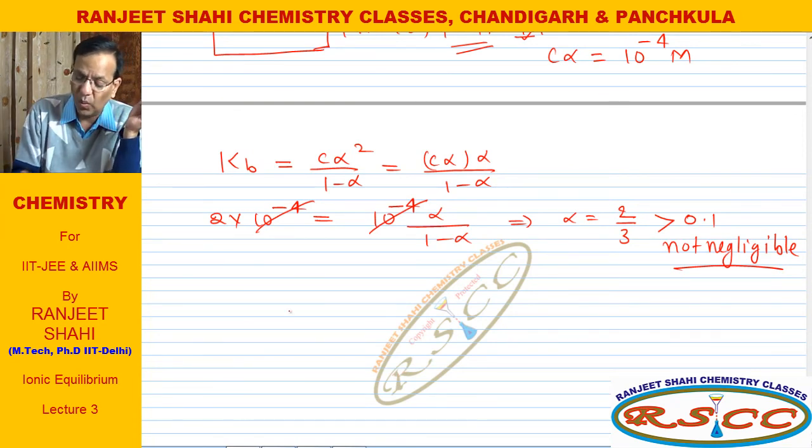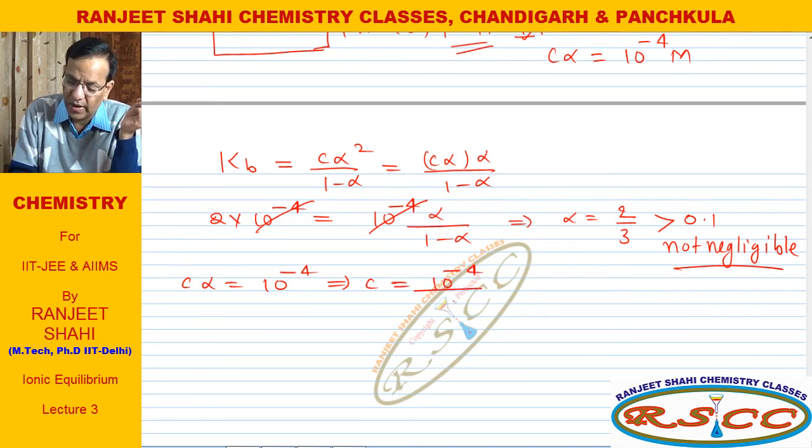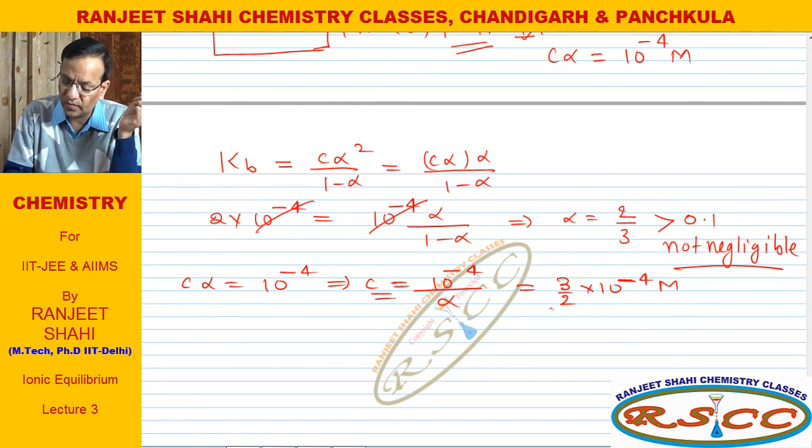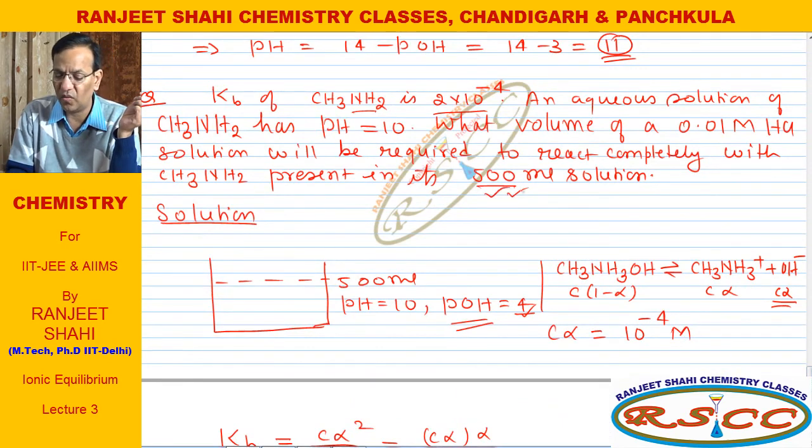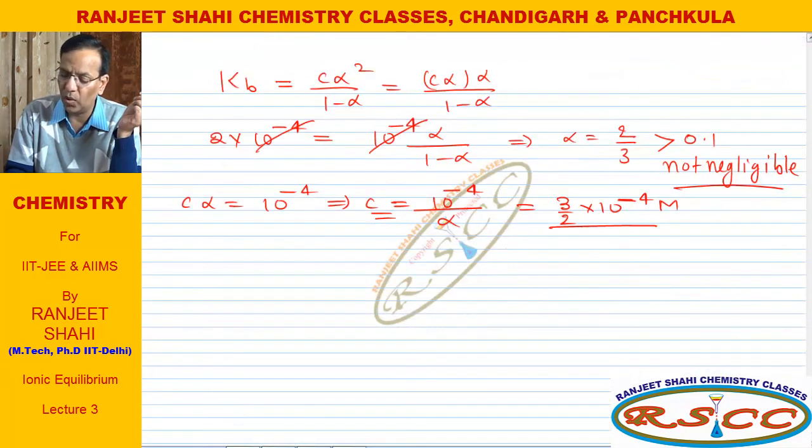So once alpha is known, C alpha, which is 10 raised to the power minus 4, implies C is equal to 10 raised to the power minus 4 divided by alpha, which is 2 by 3. So it is 3 by 2 into 10 raised to the power minus 4 molar. So now concentration of base is known. Volume of base is given in the question, that is 500 ml. So millimole of base can be known.